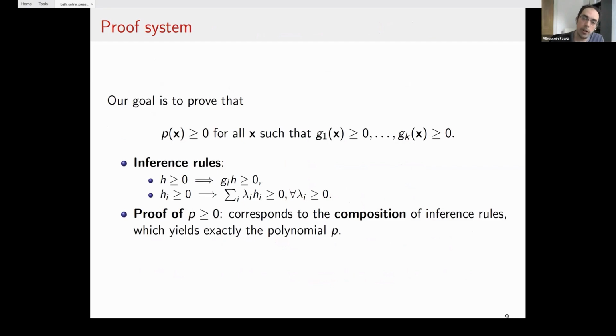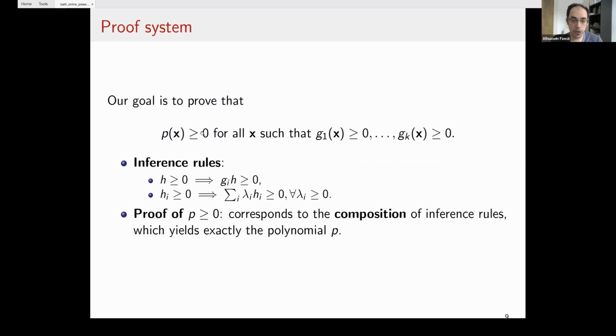Okay, so if we try to generalize the problem, our problem is to prove that some polynomial P is non-negative for all x that satisfies G1 of x is non-negative and Gk of x is non-negative. Okay, so that's the problem that's given to you, and then your goal is to try to find a proof for this.